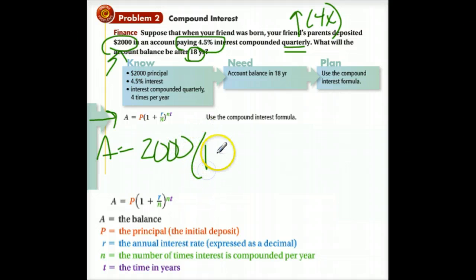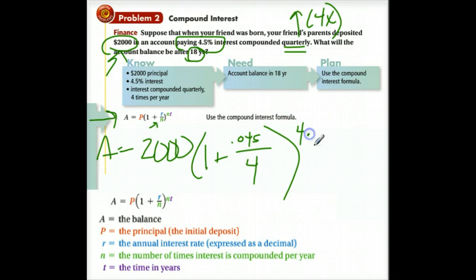Multiply that by 1 plus R, the percent of interest. 4.5 was the percent interest. We need to put it as a decimal, so it's going to be 0.045 over N. How many times does it get compounded a year? 4, because it's quarterly. Raised to the N times T. N is 4 times T. How many years? We want to know how much money she'll have after 18 years of that money being in the bank. So 2,000 times 1 plus 0.045 over 4 raised to the 4 times 18th power.